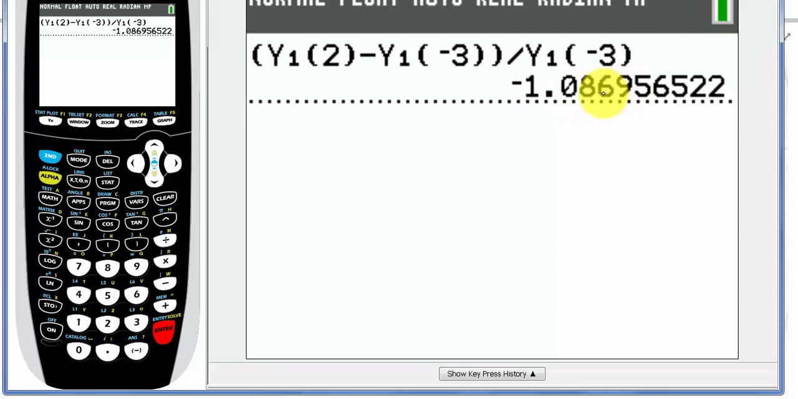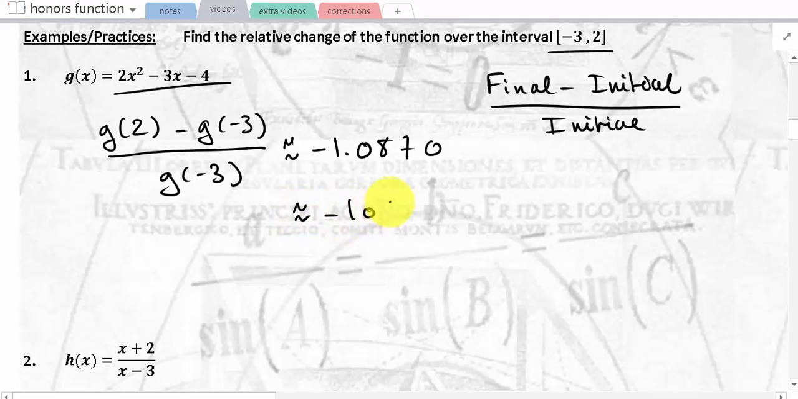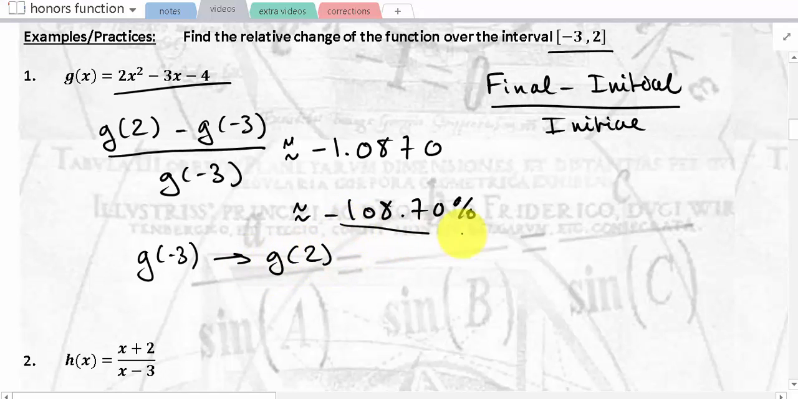Enter. So -1.0869. Okay, actually the 69 becomes a 70 because of the 5 right here. So -1.0870. You'll see why I'm using so many decimals. So don't forget, this is a percent of increase and decrease. So it's about -108.70%. So when you go from g of -3 to g of -2, you have a decrease of about 108.70%. That's it. That's the relative change between g of -3 and g of -2.